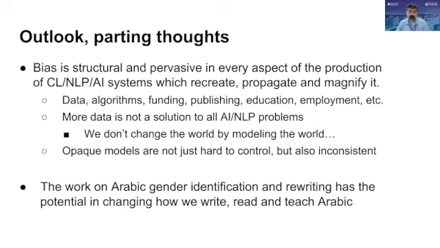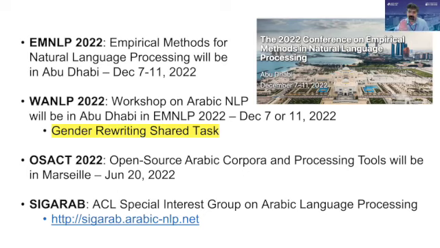I want to just say a couple of announcements that we're very proud of. The conference on Empirical Methods in Natural Language Processing, which is the second conference in NLP in the world after the Association for Computational Linguistics Conference, will be in Abu Dhabi in December this year. I'm the local chair. We'd love to have you visit us.